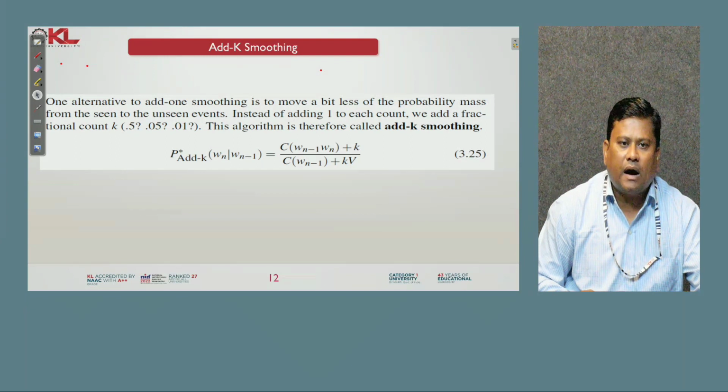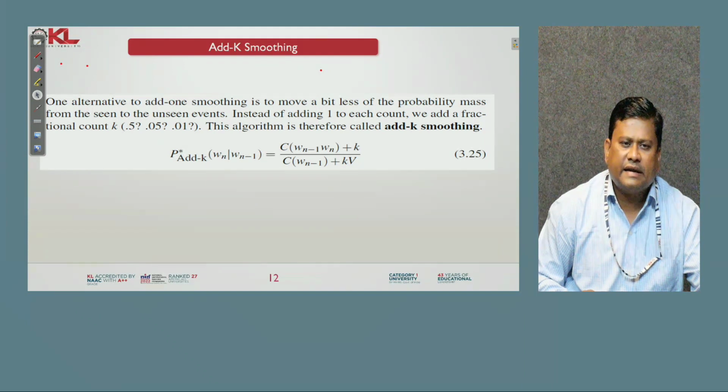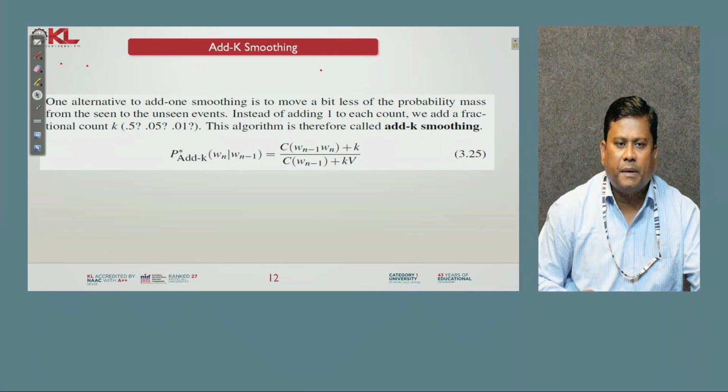One alternative to add-one smoothing is to move a bit less of the probability mass from the seen to the unseen events. Instead of adding 1 to each count, we add a fractional count k, that is 0.5, or 0.05, or it may be 0.01. So this algorithm is therefore called add-k smoothing. For the probability of add-k, P(Wn | Wn-1), the formula is calculated like this: C(Wn-1 Wn) + k divided by C(Wn-1) + kV. That is add-k smoothing.